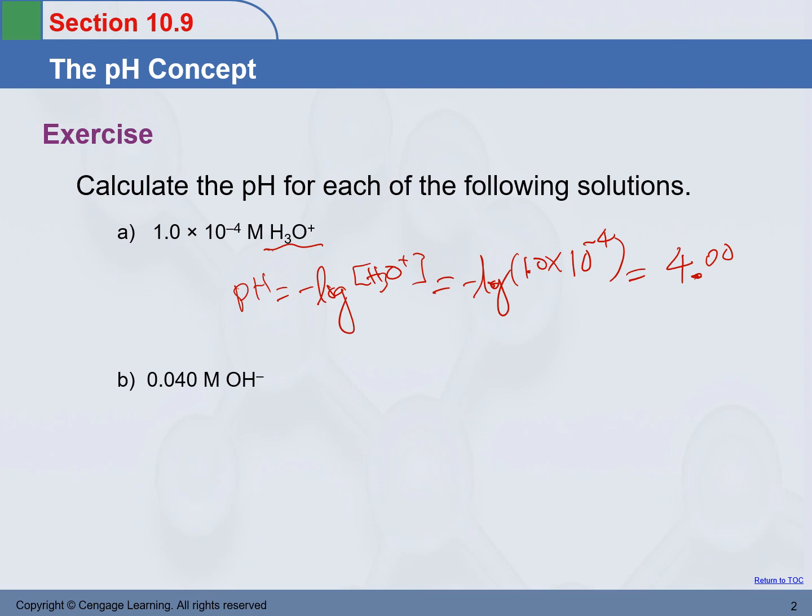Wait a minute, Dr. Yang. There are two significant figures here, but in your answer here, there are three sig figs. What's going on? Well, this rule for the significant figures for logarithms is unique. We haven't talked about that before, but I'm going to introduce it here.